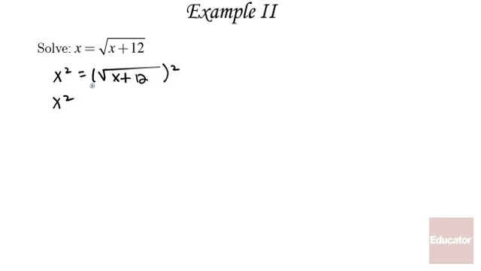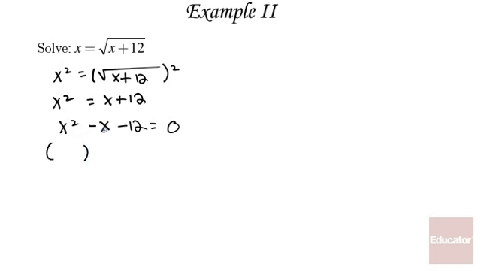Okay, that gives me x squared equals x plus 12. So what I have is a quadratic equation. I'm going to go ahead and put this in standard form to get x squared, subtract x from both sides, minus x, subtract 12 from both sides. This equals 0. Now I'm going to solve this by factoring. This is pretty easy to factor.